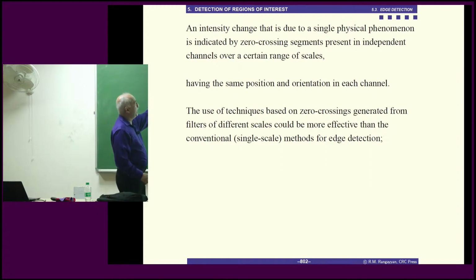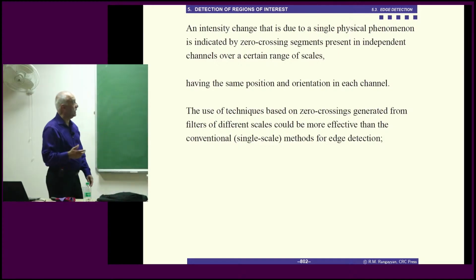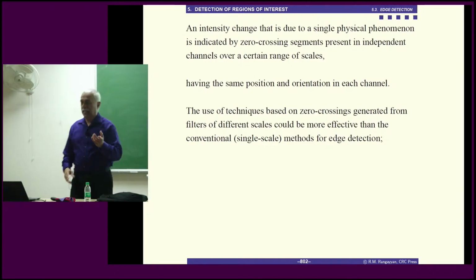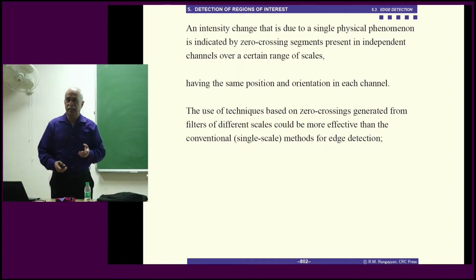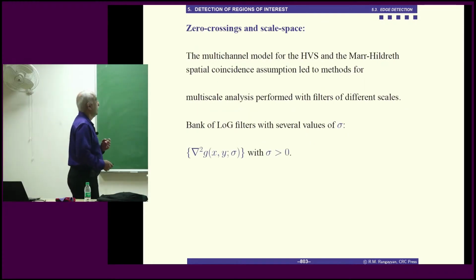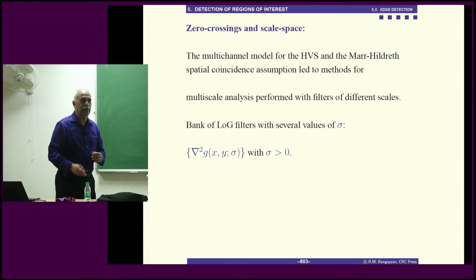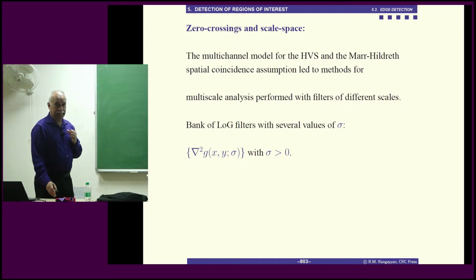So the use of techniques based on zero crossings generated from different filters of different scales could be more effective than the conventional single scale methods for edge detection, such as Prewitt and Sobel and so on, or even the Laplacian. One of my postdoc fellows, Jiqiang Liu, worked on this. He had worked on this earlier too. Zero crossings and scale space.